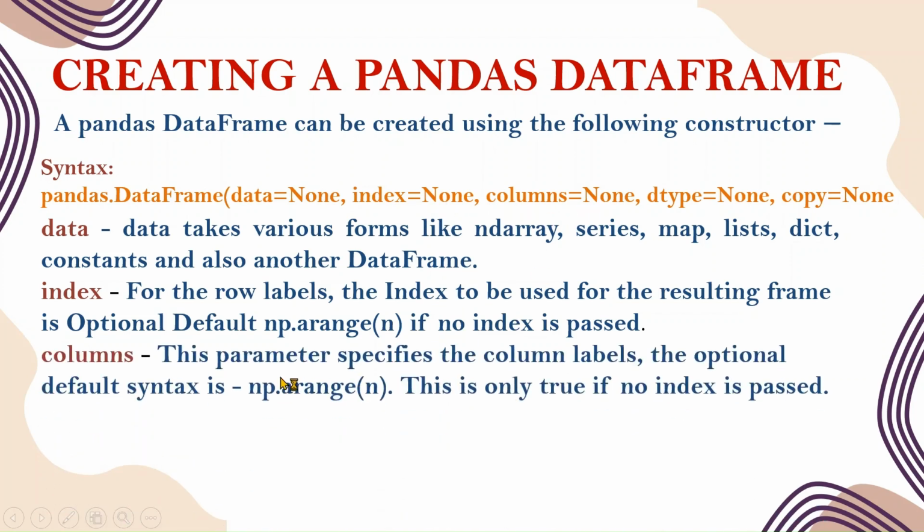Then the third one, columns. This parameter specifies the column labels. Here you need to write the label names in list format. It is optional, and the default is np.arange(n). So here also, if you don't write the column names, like in the previous table I was showing, name, position, age, and so on, again it will take 0, 1, 2, up to n-1 as the column indexes. This is only true if no index is passed.